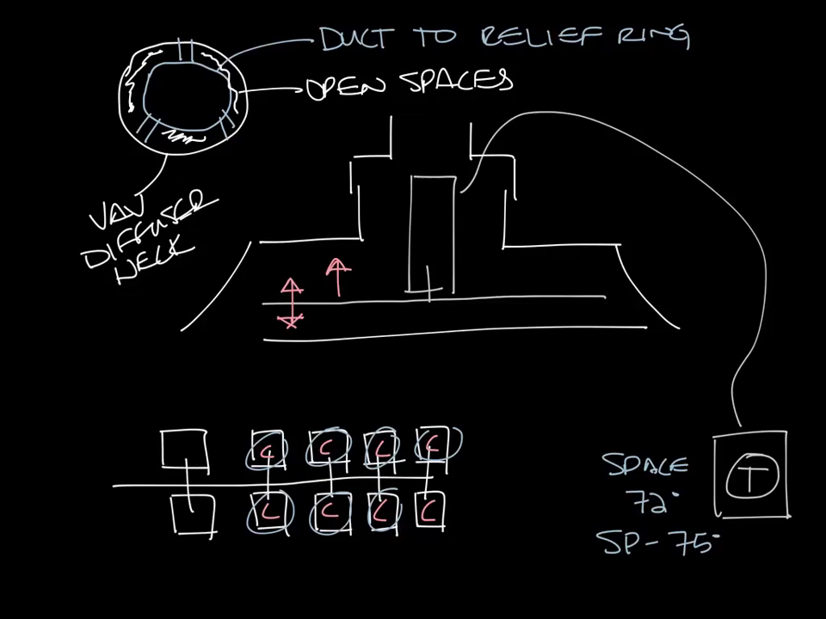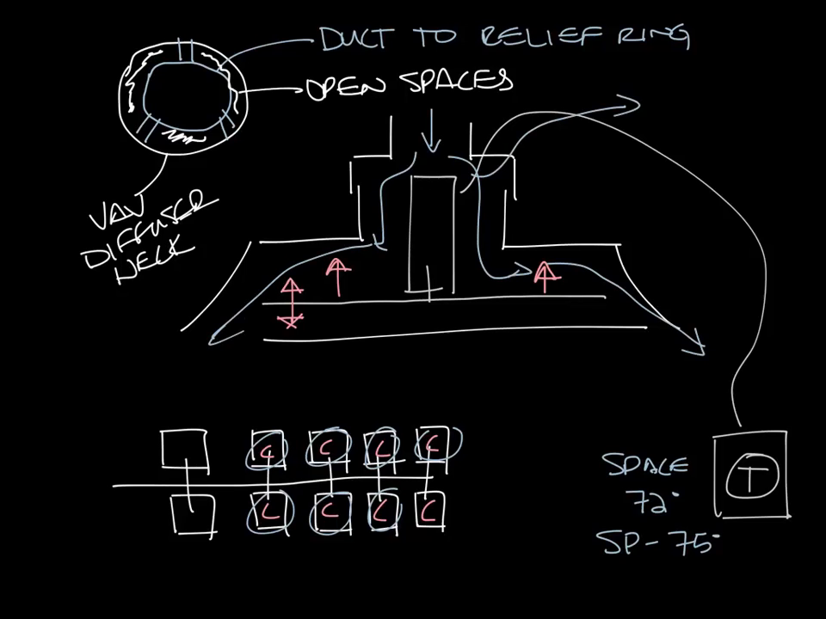So what happens is your damper closes off, and your airflow is coming in and going out into the space here, you'll get some back pressure and it'll push air out the relief ring up here through the open areas in this image to the side. So your excess air and pressure will go out here.